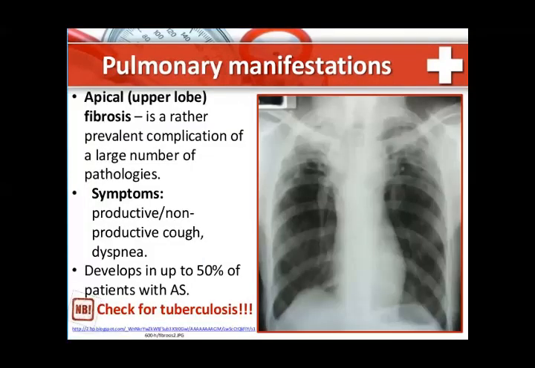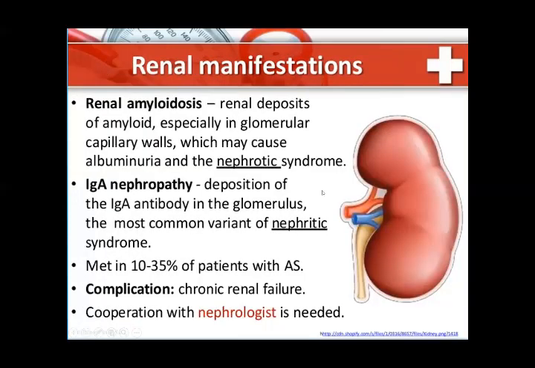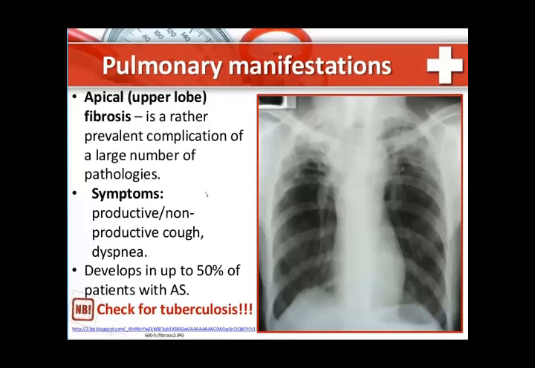So these are the pulmonary manifestations. You can see apical fibrosis because of reduced expansion of the lungs, due to involvement of the costovertebral joints. Your rib cage is stiff because of the inflammation of the costovertebral joints, lung expansion is reduced, and you can have apical lung fibrosis. You can very easily see the apical fibrosis of the lungs, and this is prevalent in a large number of patients. The patient may present with cough and dyspnea, and it develops in nearly 50% of patients with ankylosing spondylitis.